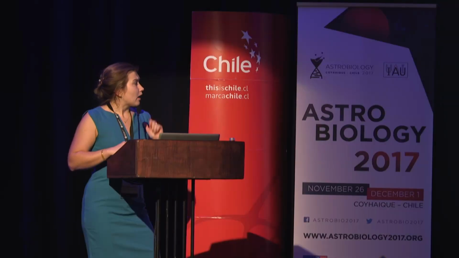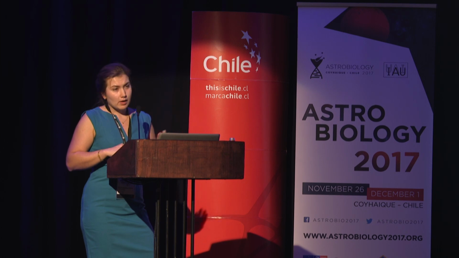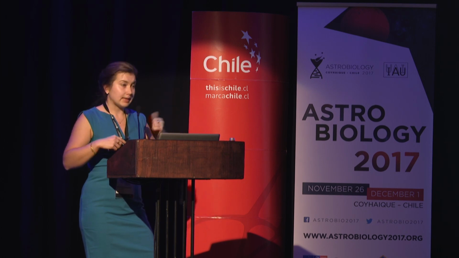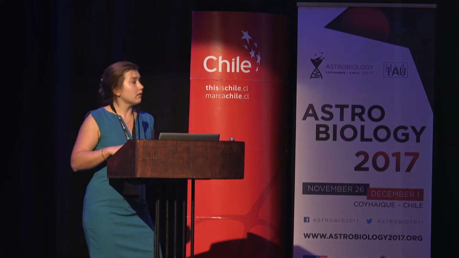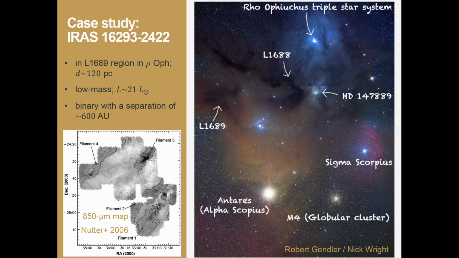So in my talk, I will focus on two test samples. First, I will consider an extrasolar analog, which is IRS 16293-2422, which is located in the L1689 region in the Rho Ophiuchus cloud, which we believe is at an approximate distance of 120 parsec. It is a low-mass binary with a joint luminosity of 21 solar luminosities, and the binary has a separation of around 600 AU.